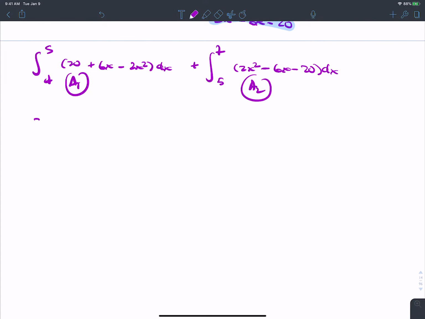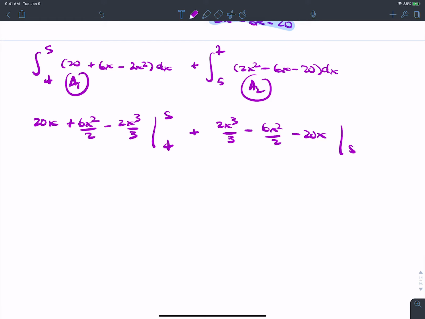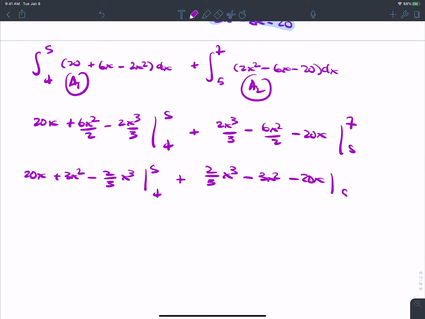Here's what we get. 20x plus 6x squared over 2 minus 2x cubed over 3, from 4 to 5, plus 2x cubed over 3 minus 6x squared over 2 minus 20x, from 5 to 7. Let's simplify: 20x plus 3x squared minus 2/3 x cubed from 4 to 5, plus 2/3 x cubed minus 3x squared minus 20x from 5 to 7.